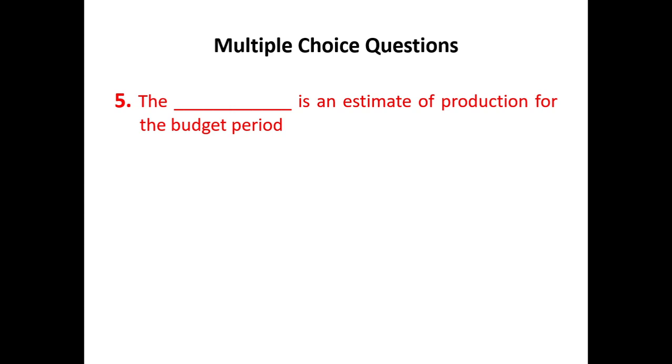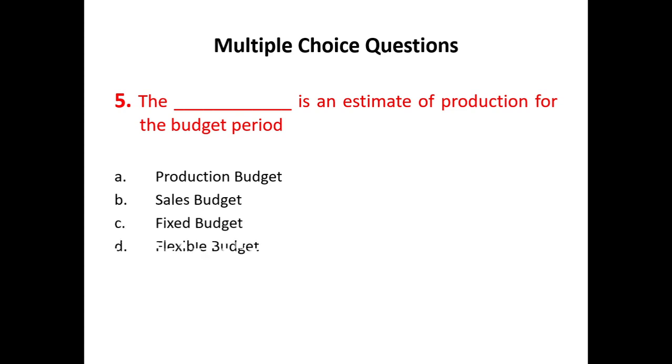Next, fifth question. The dash is an estimate of production for the budget period. Options are production budget, sales budget, fixed budget, and flexible budget. The right answer is production budget. The production budget is an estimate of production for the budget period.